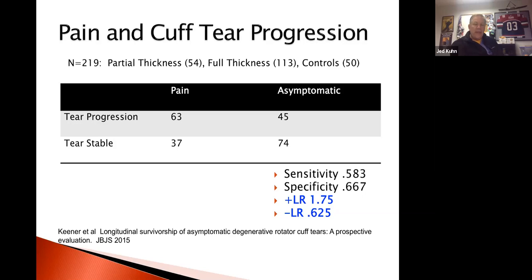So can we use pain as a guide to predict cuff tear progression? And the problem is, and this is Jay's data, the likelihood ratio is 1.7. It's not 25 or 30. It's not high. And the reason is because you can get cuff tear progression that's asymptomatic, and you can have people develop pain when they don't have cuff tear progression. So it confounds the data a little bit.